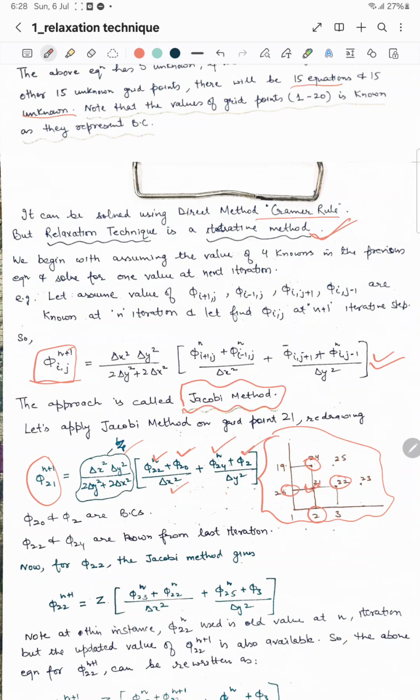And then we proceed to the node 22. Here we put the values 23, 21 in the x coordinates, 25 and 3 in the y direction, and we find the value of 22 at nth plus 1. So that way we are updating the values line by line, moving in the x direction from left to right, and then slowly moving up from left to right.